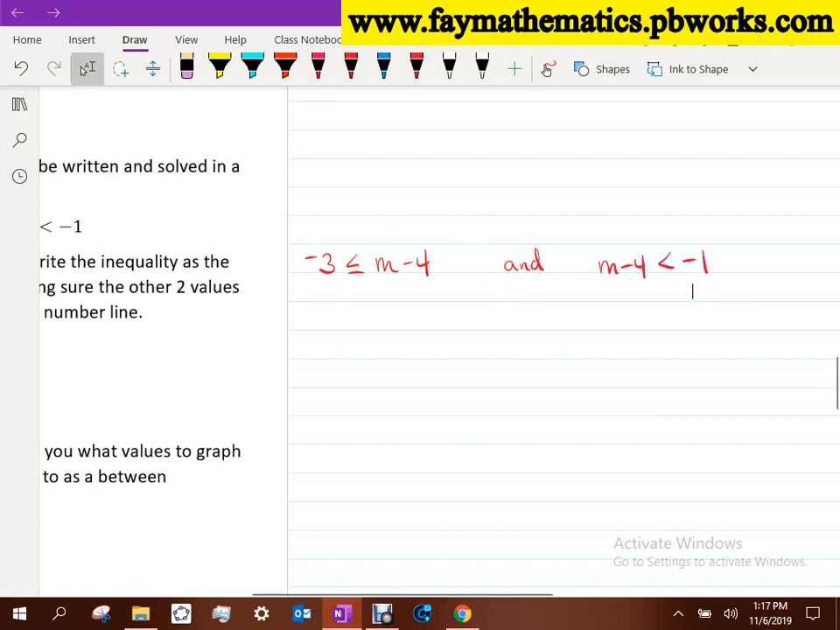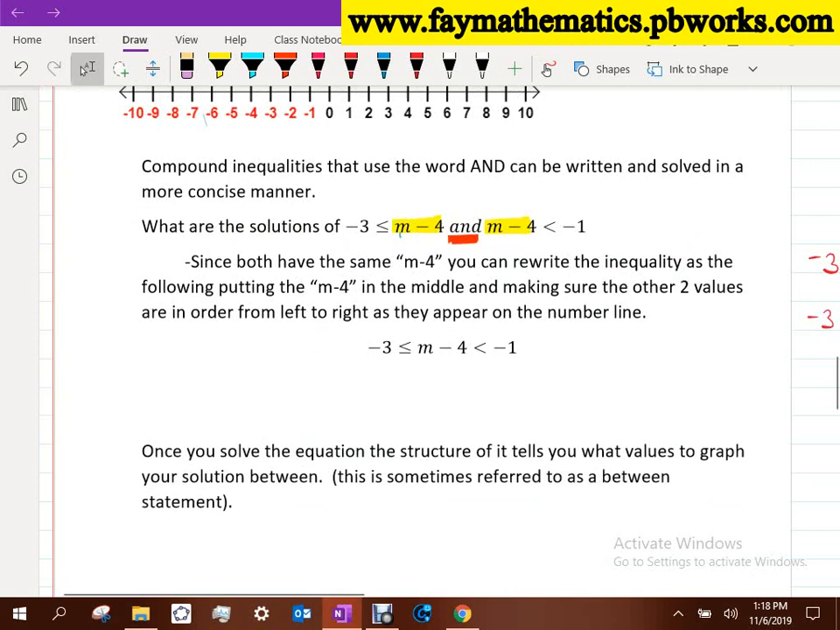Because those m minus 4s are the same, this is really what we're going to do. We're going to take this one, and we're going to merge the m minus 4s on top of one another. Does that make sense? And what are you left with? You're left with -3 less than or equal to m minus 4 less than -1. Does that make sense? Is that okay, Annika? Yep.